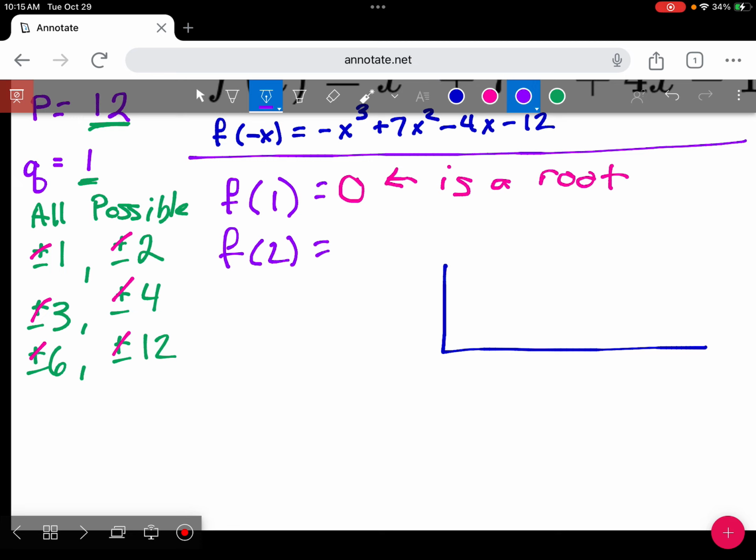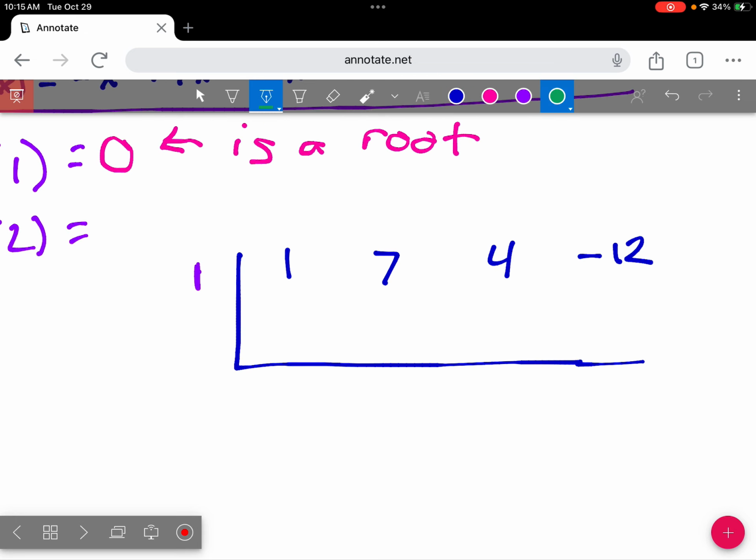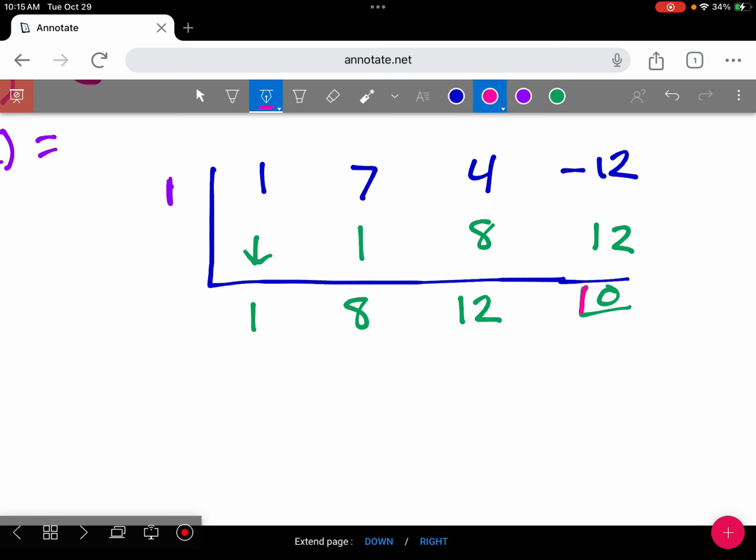So I'm going to take the fact that 1 is a root and divide it out. What are my coefficients as I'm putting together my synthetic division? 1, 7, 4, negative 12. First term drops. 1 times 1 is 1, plus 7 is 8, times 1 is 8, plus 4 is 12, times 1 is 12, and we wind up with a remainder of 0. So again, proof positive that we have a remainder of 0.